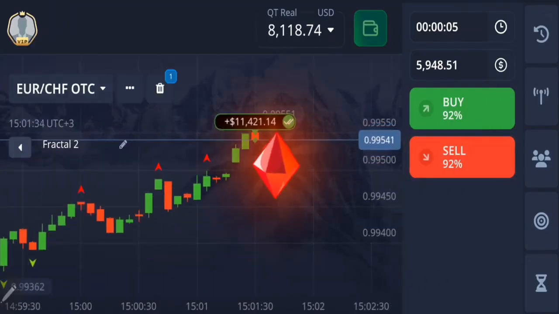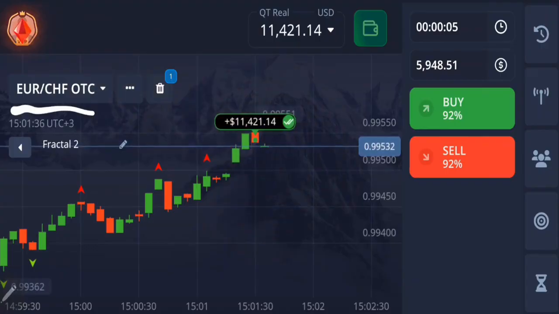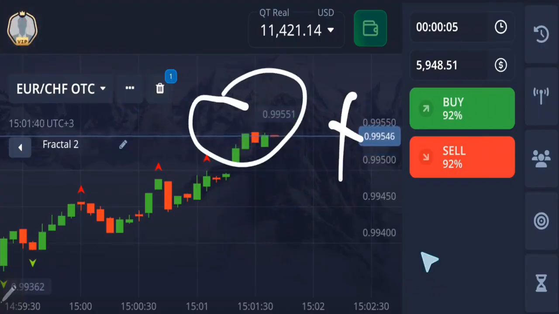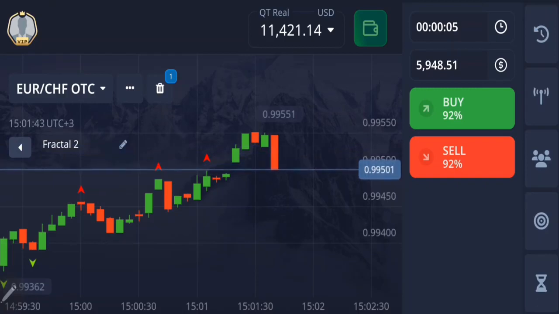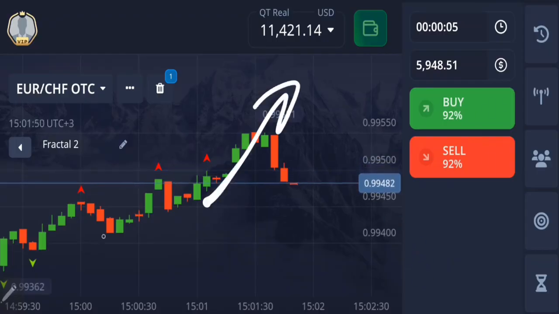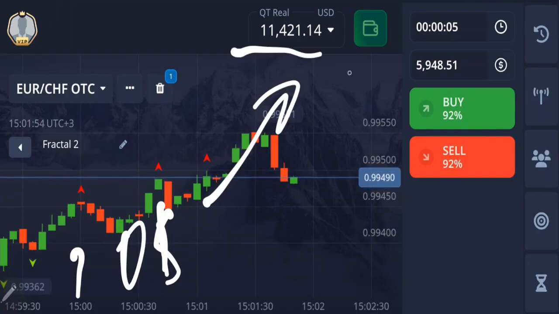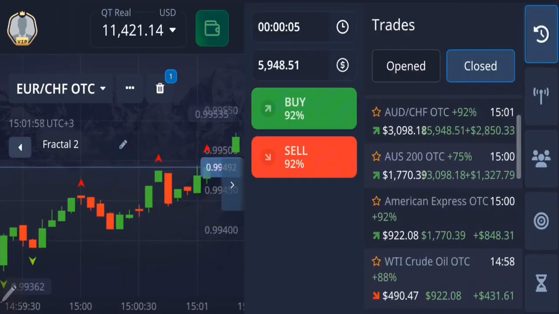And just have a look at this. The last trade, this is Euro Swiss franc OTC, just ended up with a profit. I think it's time to call it a day, guys. That was an insane trading session. I mean, what a run, guys. I turned just $10 into $11,421. So, I'm gonna show you the history of my trades. I'm showing you everything as it is.